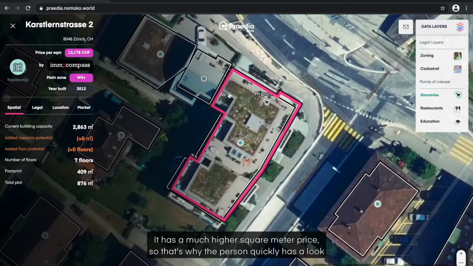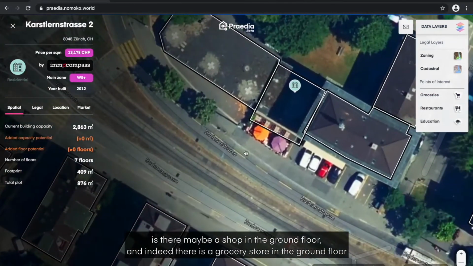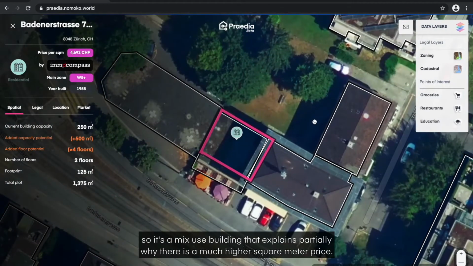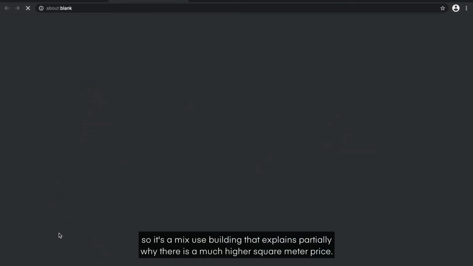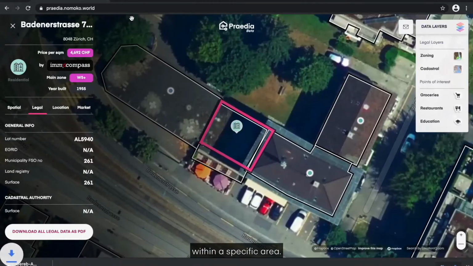So that's why the person quickly has a look. Is there maybe a shop in the ground floor? And indeed, there is a grocery store in the ground floor. So it's a mixed-use building that explains partially why there's a much higher square meter price. But that gives already a very good indication that there's a lot of development potential within that specific area.